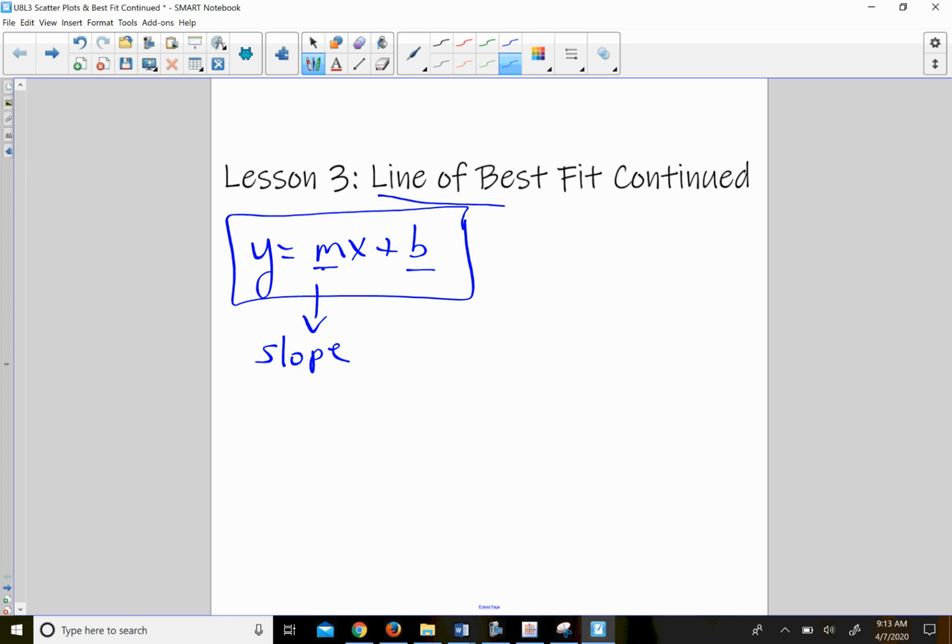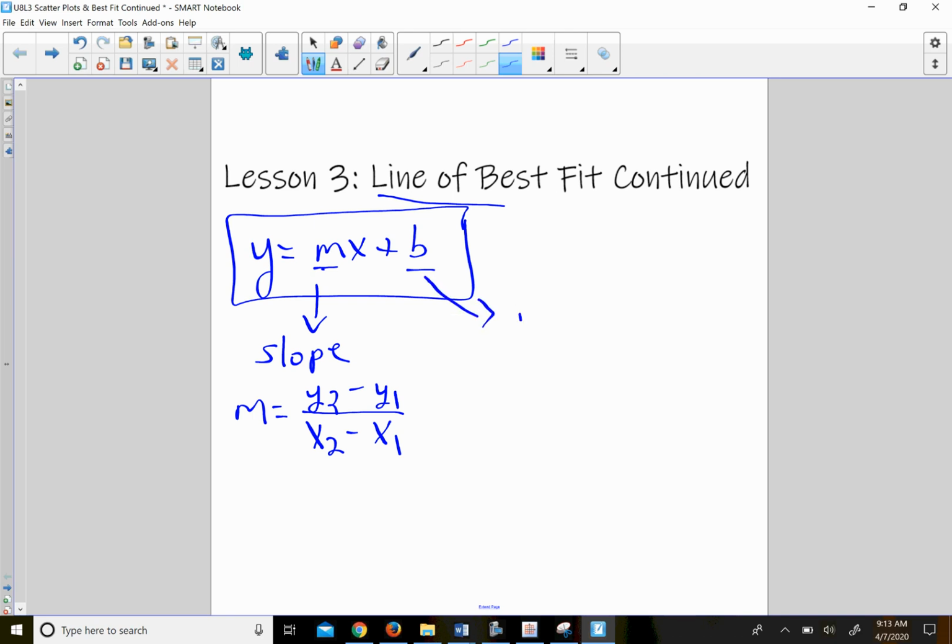So either we can do some counting on the graph, though the scale sometimes doesn't let us do that. So we also have this formula where you take 2 points from the line and you subtract their y values. So take the second y minus the first y over the second x minus the first x. So y2 minus y1 over x2 minus x1.